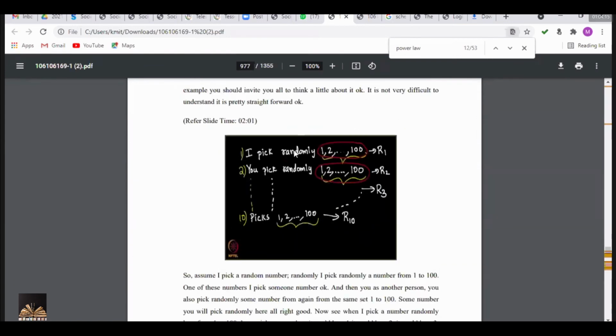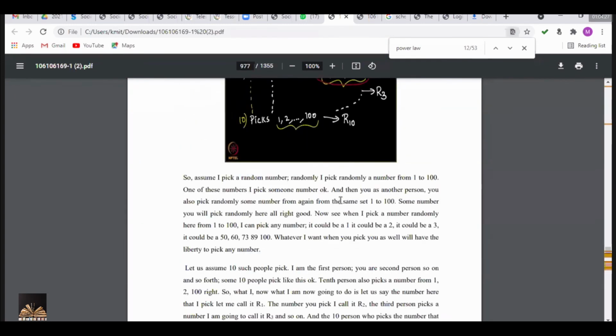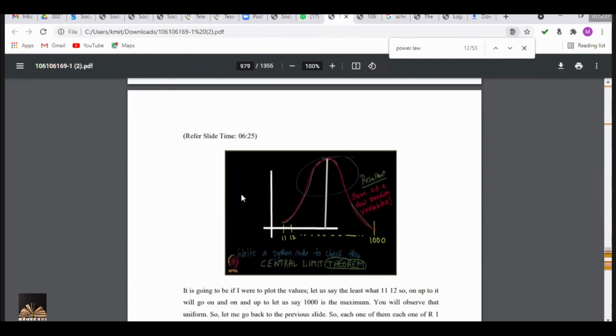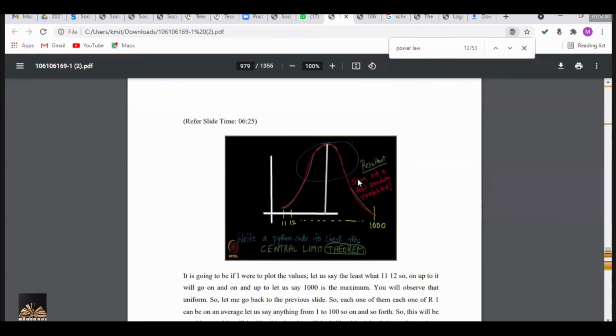For this, he has taken an example here. I have picked 10 people, and I asked them to choose a random number from 1 to 100. There is very little probability that everybody will pick 1, and very little probability that 100 will be picked by everyone. Yes or no? This is actually how it has to be.